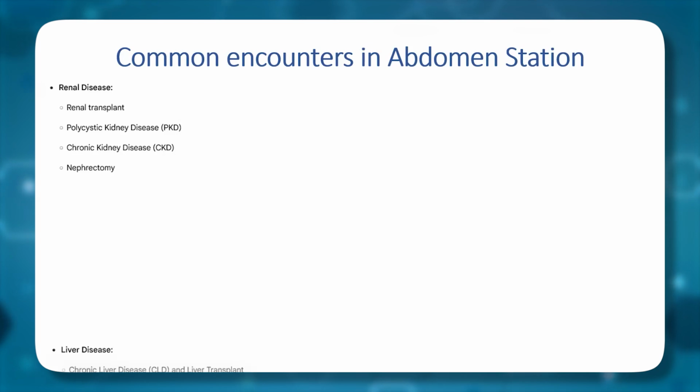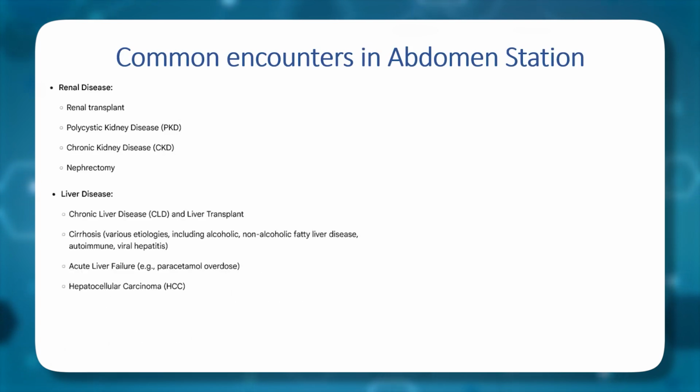Next, probably is the hepatobiliary system. You might get a chronic liver disease with or without a liver transplant. You might get a cirrhotic patient, the commonest of the hepatobiliary as well as the abdominal cases. You might get an acute liver failure for varied reasons, the commonest being paracetamol overdosage, and you might, in a lesser proportion of probabilities, get a hepatocellular carcinoma. Next, please.